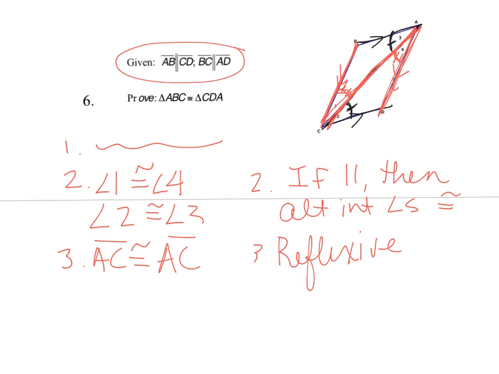Again, in each triangle, we have two angles and an included side, the side that's sandwiched right between those angles. So therefore, we have enough information to say that our triangles are congruent, and our reason is angle, side, angle.